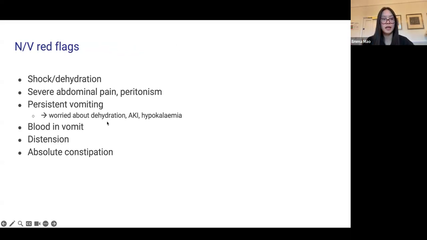If there's any shock or dehydration, they could be very dehydrated from vomiting the whole time and not being able to get any fluids in. Also severe abdominal pain and peritonism, and that is if you press the abdomen, there's lots of guarding and rebound tenderness, and persistent vomiting, and blood in the vomit is a key thing. Okay, and then these two are for obstruction.